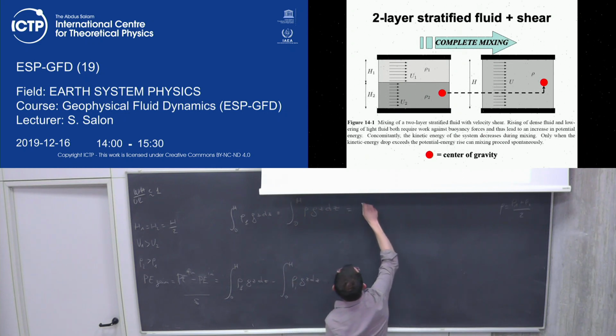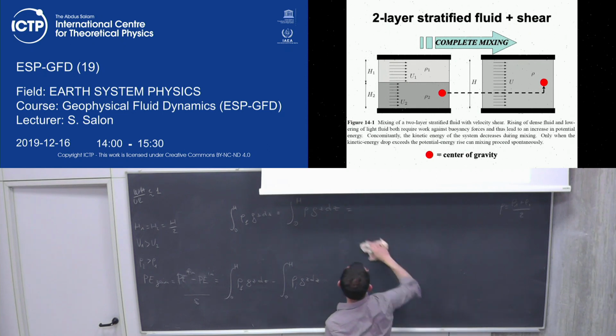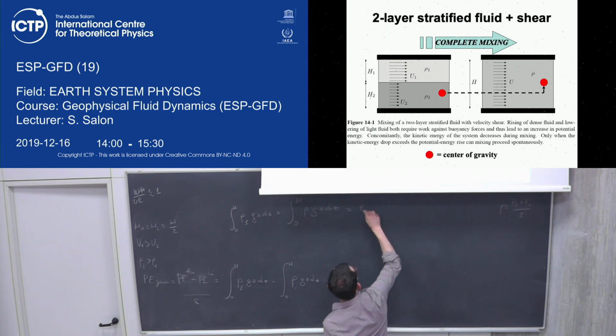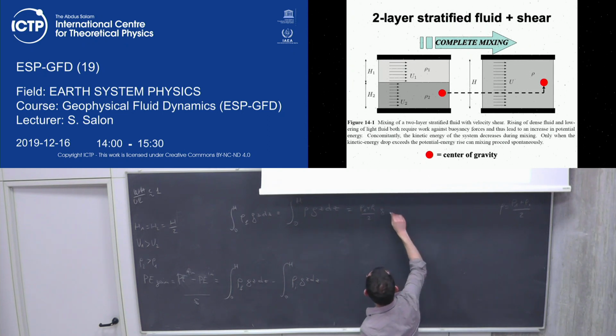So this is the integral from 0 to H, and what I have is rho 1 plus rho 2 divided by 2, times g, and then H squared divided by 2.